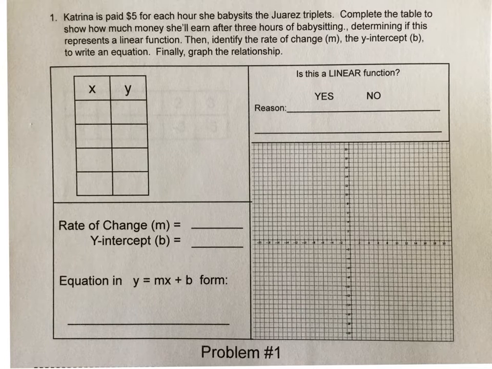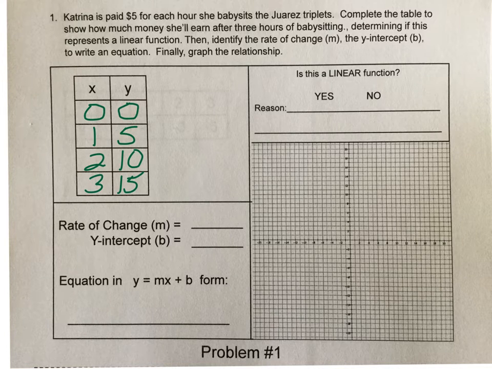So if she gets paid $5 an hour, I hope you understand that if she doesn't work at all, she doesn't get paid anything. After 1 hour, $5. 2 hours, she would then make $10, and 3 hours, $15. So we need to find the rate of change.